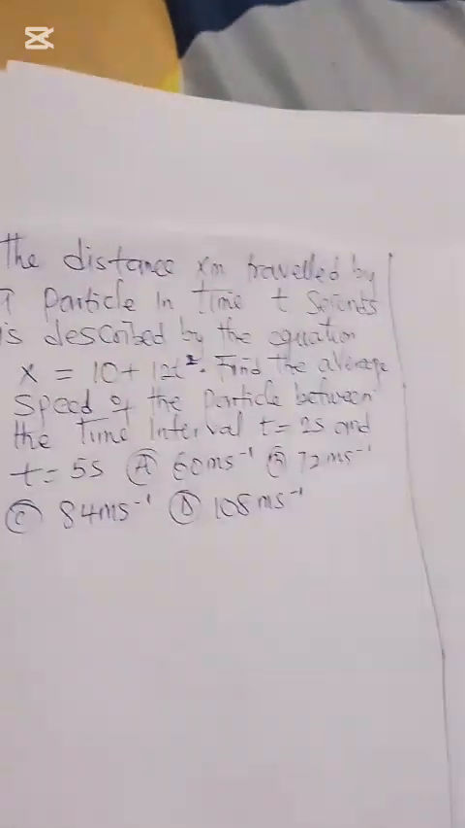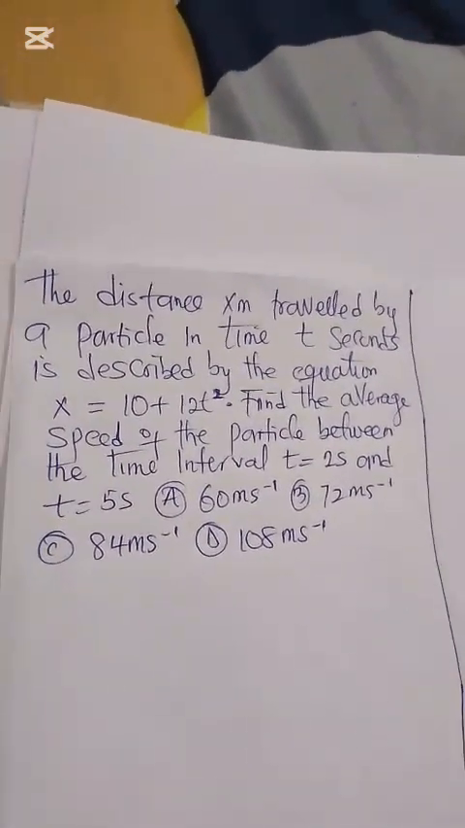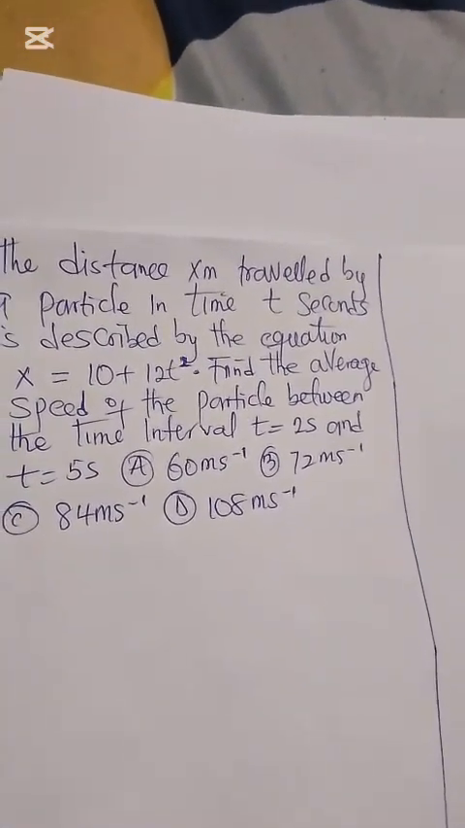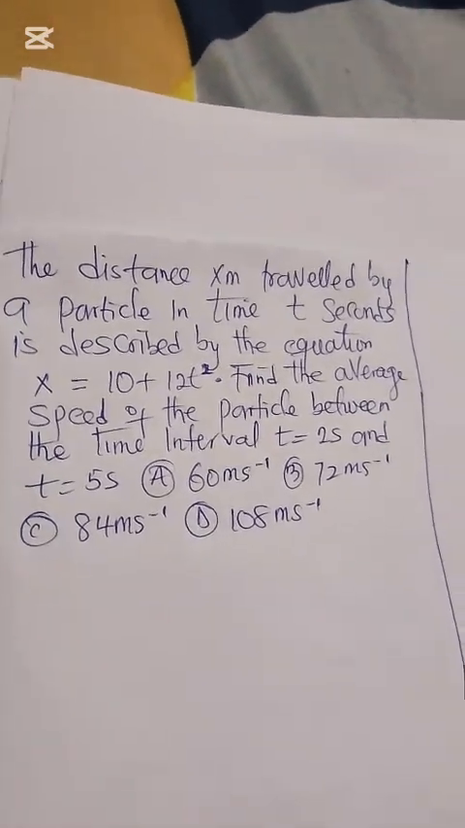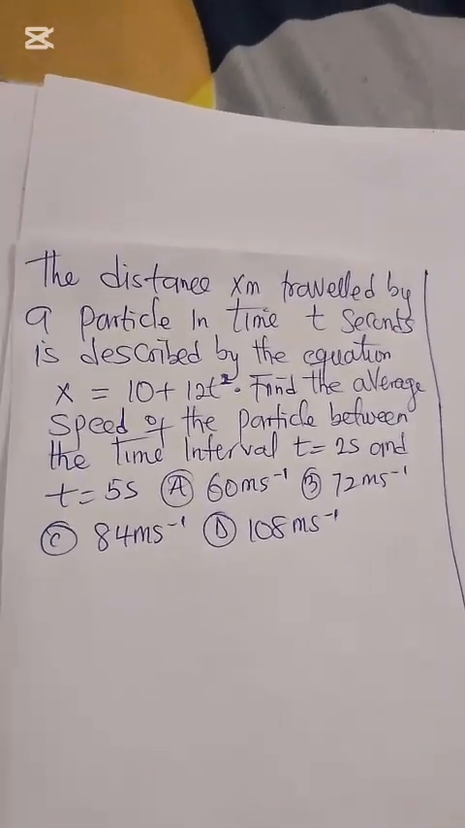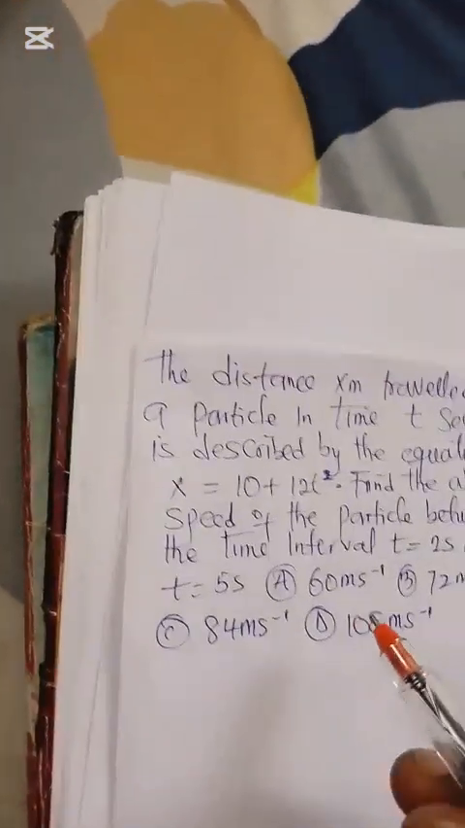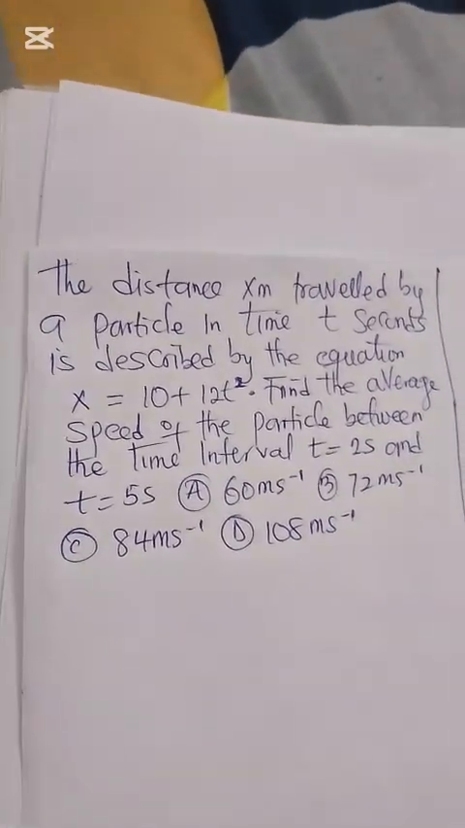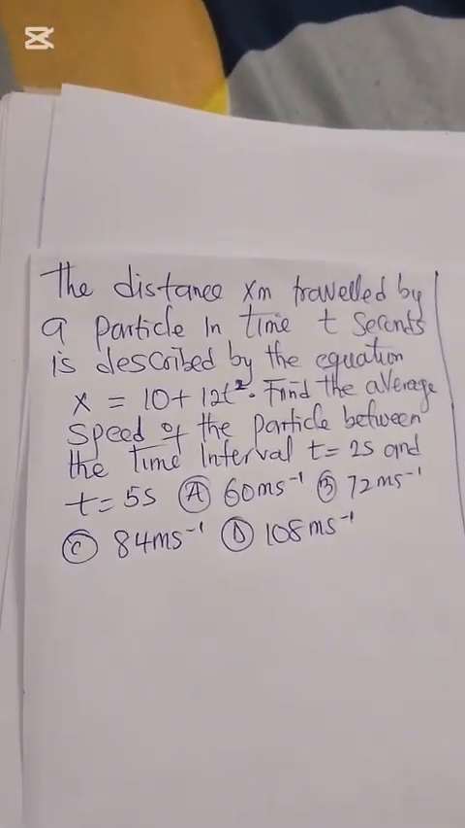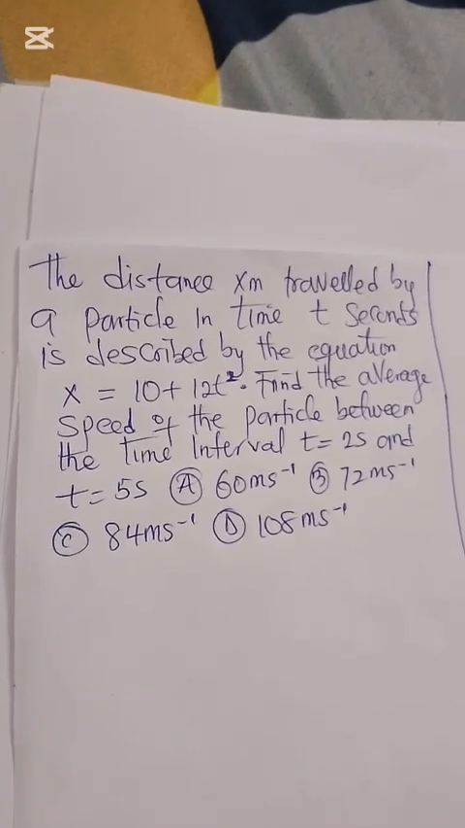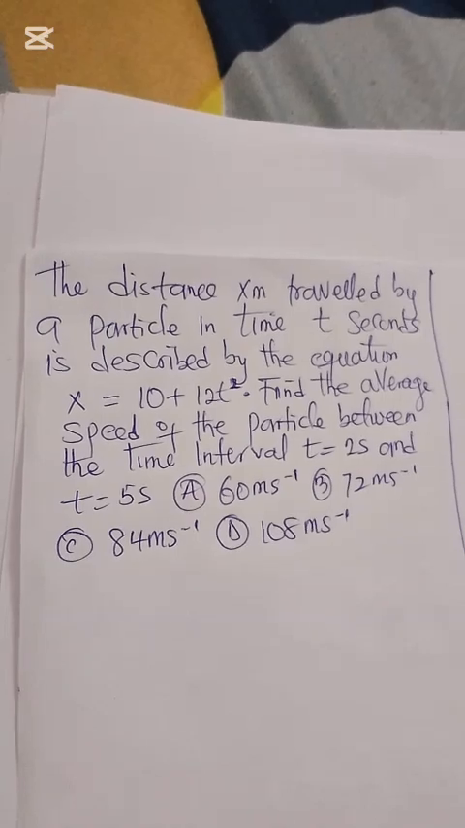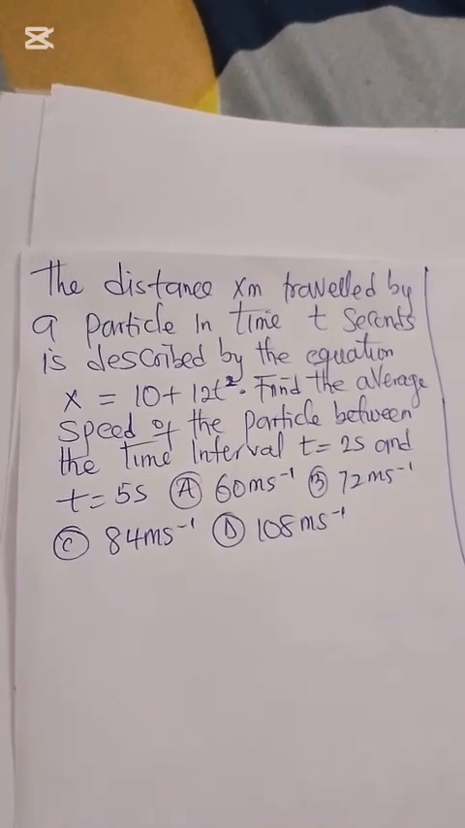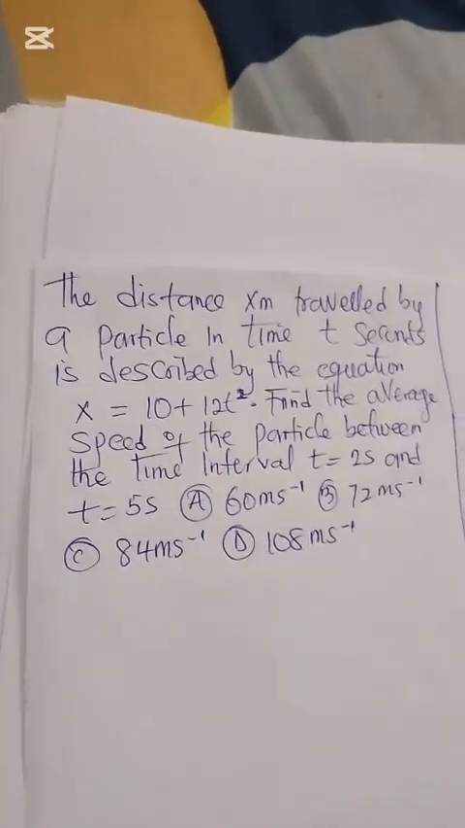The next question I have here looks a little different from the ones we solved previously. The distance x meter traveled by a particle in time t second is described by the equation x equal to 10 plus 12t square. Find the average speed of the particle between the time interval t equal to 2 seconds and t equal to 5 seconds. We have a lot of options here.